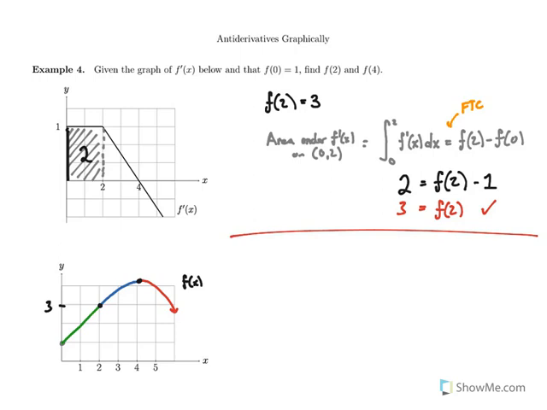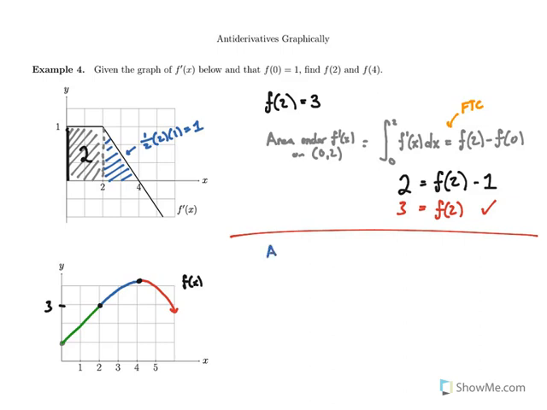To find f of 4, however, I think we're going to need to use the derivative, not the function, because we don't really have an exact value of what it's going to be at 4. But we can think about the area under the curve from 0 to 4. This area here is going to be a triangle. It's 1/2 the base, which is 2, times the height, which is 1. That's an area of 1.